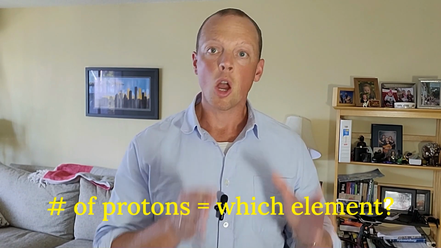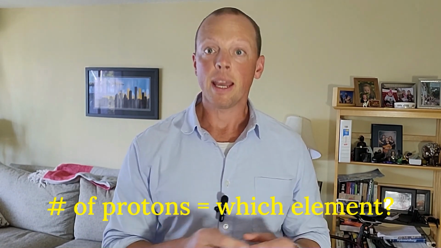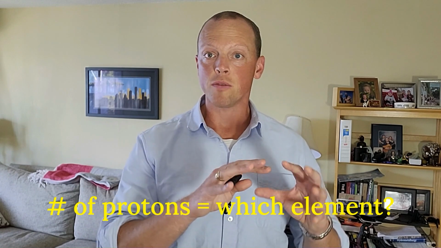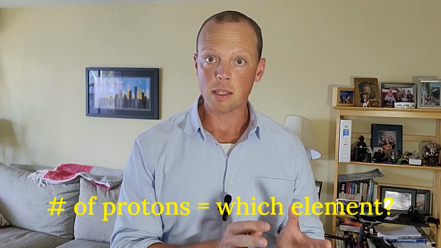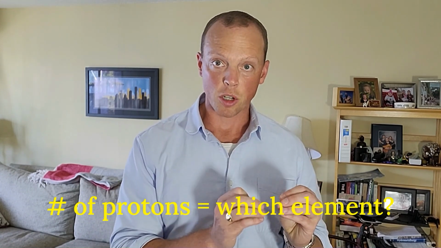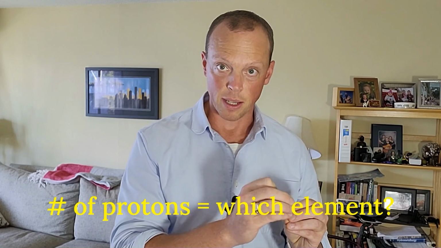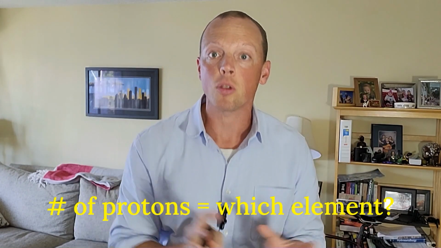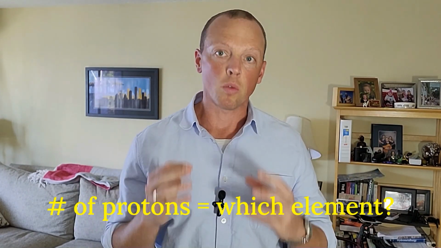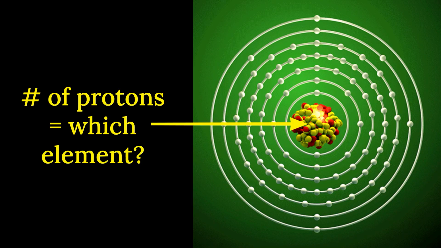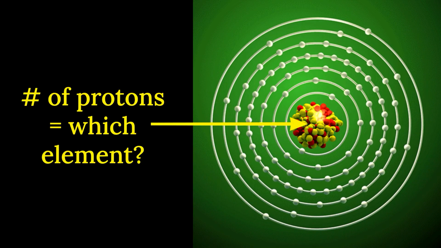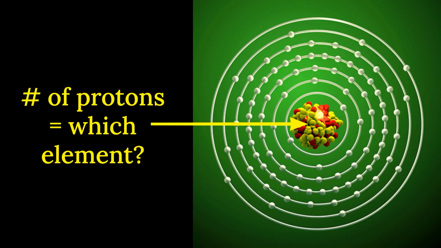That determines what element it is. It can have different amounts of neutrons in that nucleus, but it's the amount of protons that determine what type of element it is. It can have different amounts of electrons around the outside, but what really matters is how many protons are in that nucleus. That is what makes one element different from another.